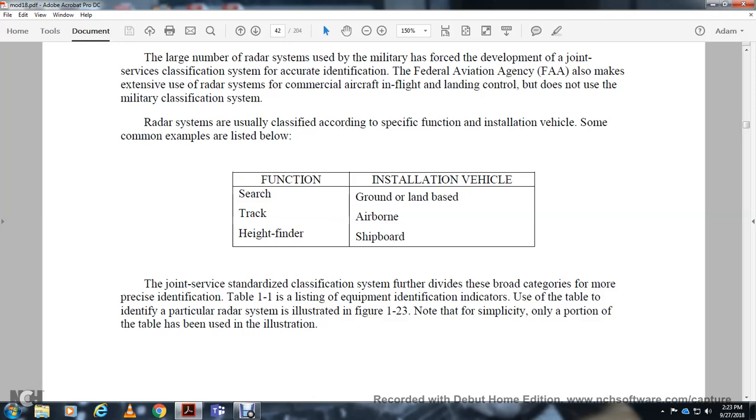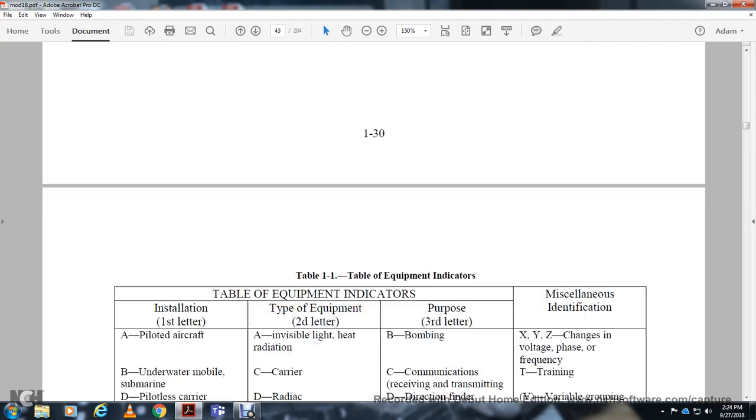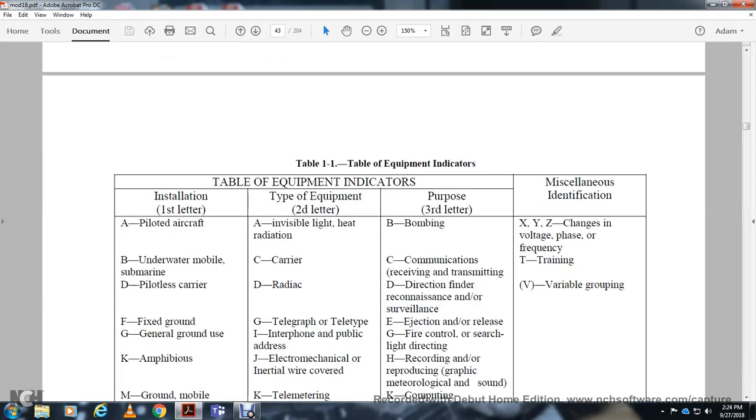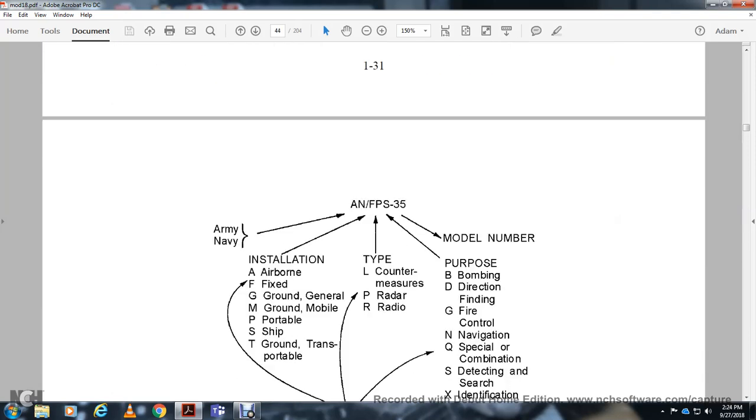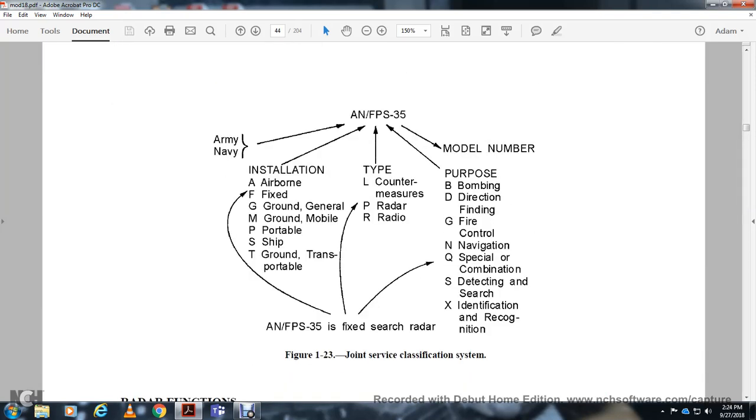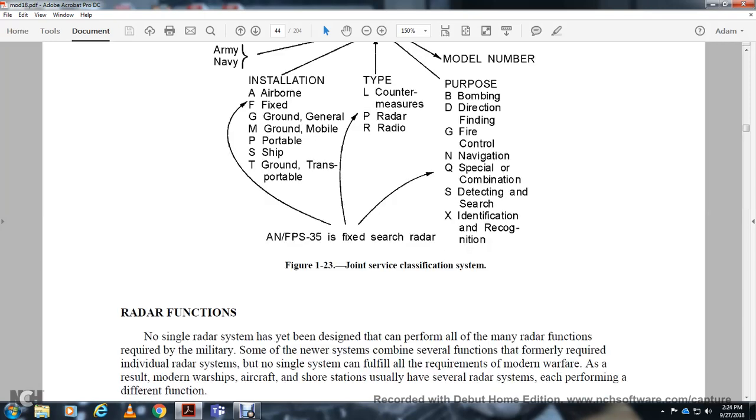Table 1.1 lists the equivalent identification indicators; use the table to identify a particular radar system, as illustrated in figure 123. Note that for simplicity, only the portion of the table that has been used is illustrated. The first letter is the installation, the second letter is the type of equipment, the third letter is the purpose, and then miscellaneous identification. Figure 123 shows the joint service classification, the Army-Navy installation type, and the model number and purpose.